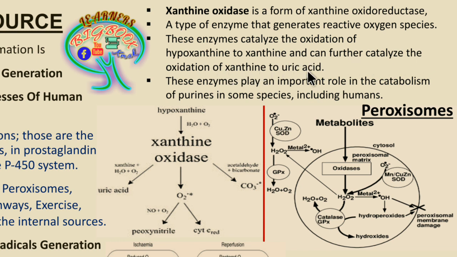So it is a catabolic process where they are going to break down the xanthine to uric acid. Further, these enzymes play an important role in the catabolism of purines in some species, including humans.